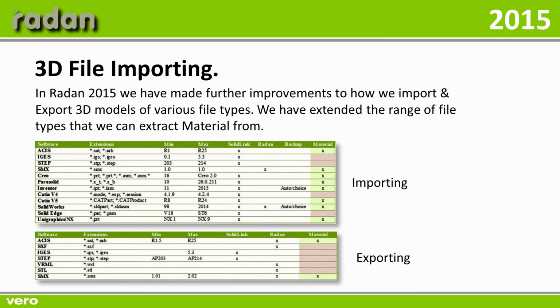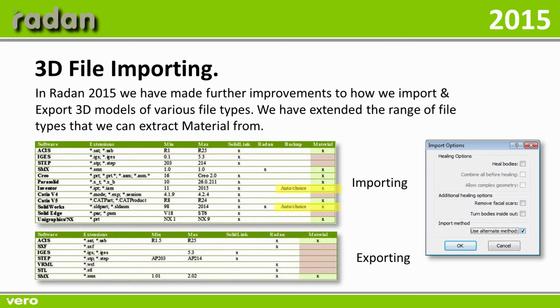Equally with exporting, we can export material with certain file types. Now with two file types in particular, Inventor and SolidWorks files, we have a choice as to how we import the files. We can import them via SolidLink, but we also have a backup method of importing them using the native file format. In Radan 2015, the importer will automatically choose the method to import the files which gives the best result in terms of imported data.